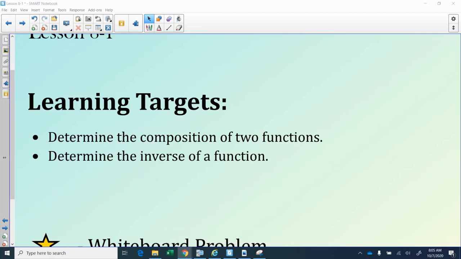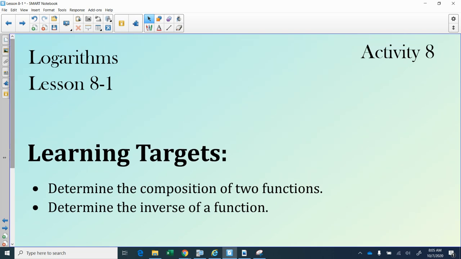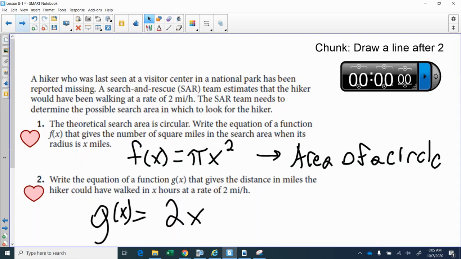Today we're going to be talking about our lesson 8-1, which is going to be function composition. Basically, the whole idea is we want to be able to determine the composition of two functions. What does that really mean? What does it really represent? And be able to solve out a couple different problems using this information. So let's go ahead and get right into it.